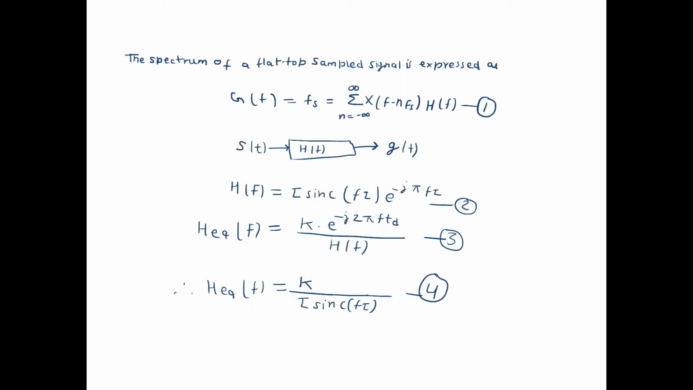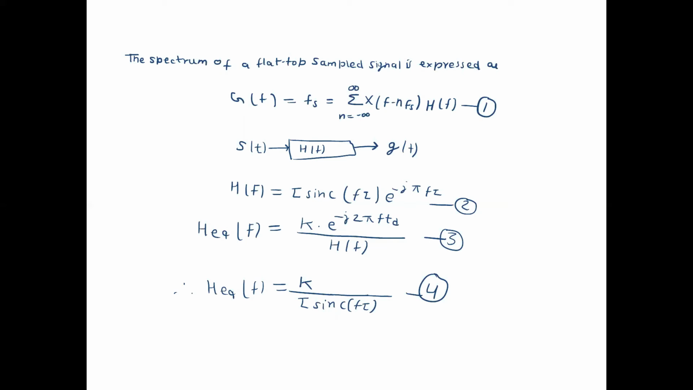Let the spectrum of a flat top sampled signal be expressed as G(f). It's a spectrum, so it's in the frequency domain, and G(f) is equal to the summation of X into H(f), where we can assume that this whole process is like passing this s(t) signal through a low pass filter H(f), which gives us g(t). So the transfer function is H(f) and it resembles this sinc function.